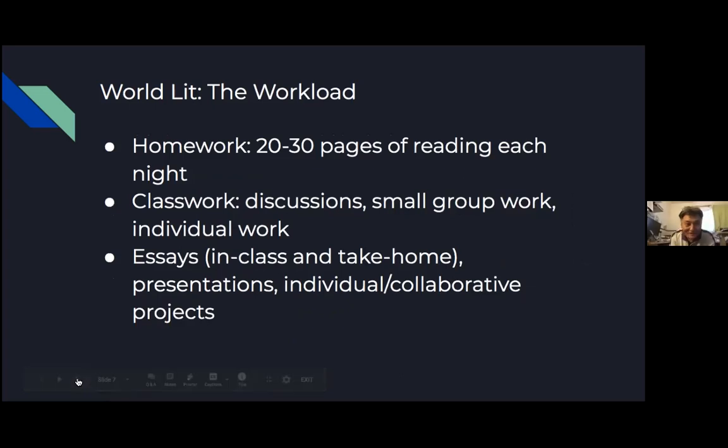And I'll be talking about the workload in World Lit: homework, 20 to 30 pages of reading each night, which depending on each student, could also be thought of as a number of minutes for each school night. Classwork will have a variety: discussions, small group work, but also individual work, so both group and individual. There will be essays in class and take home, presentations, and again, both individual and collaborative projects.